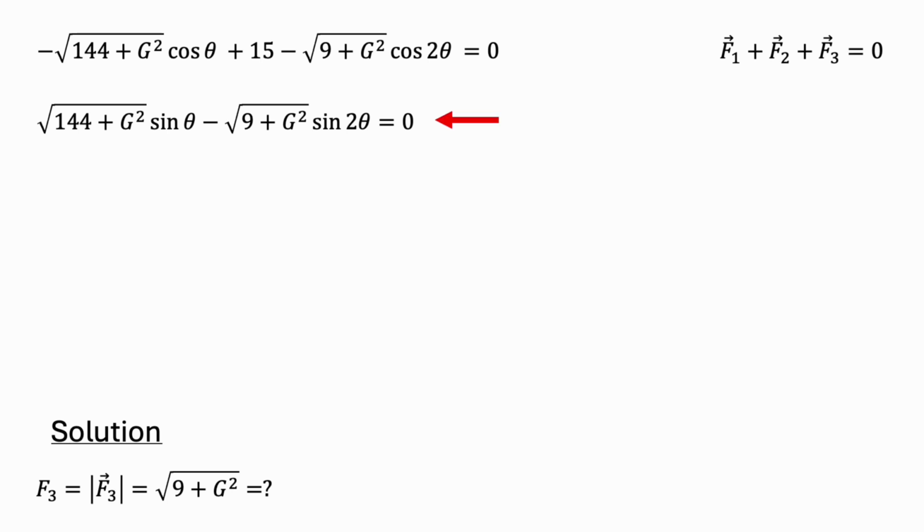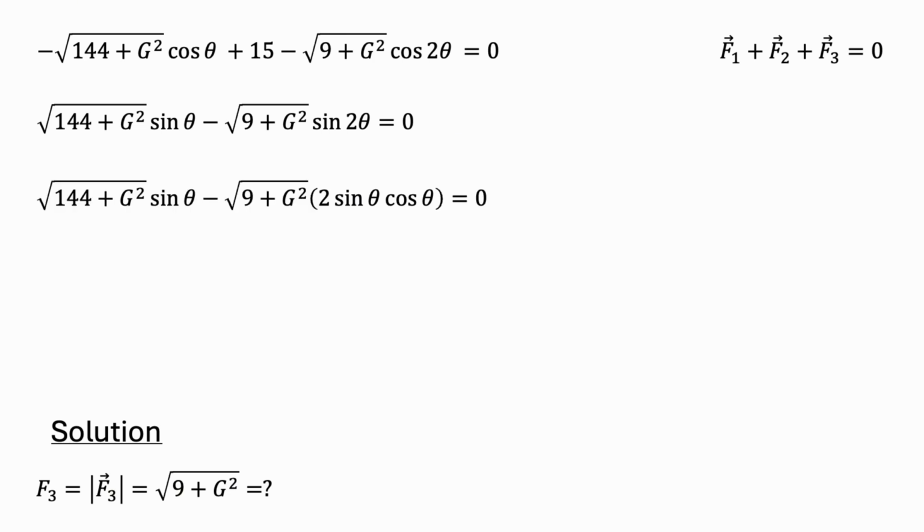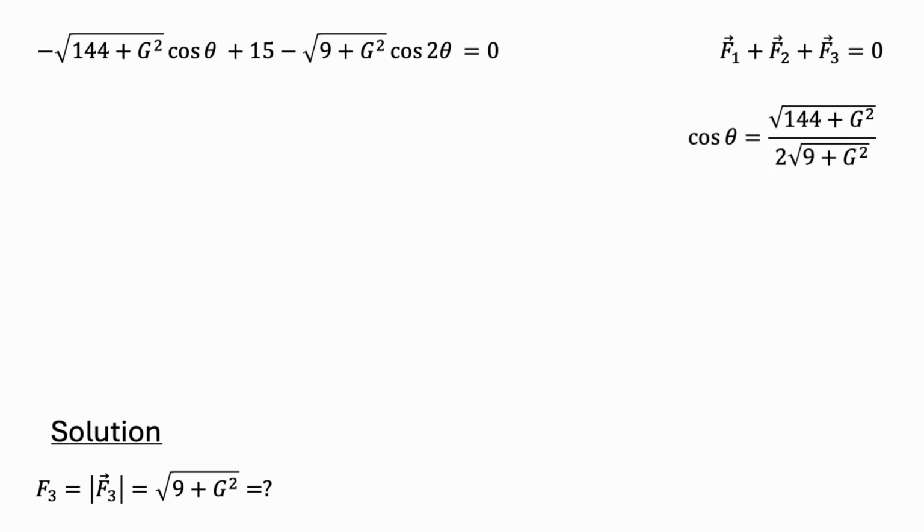In the second equation, we write sine 2 theta as 2 sine theta cosine theta. Sine theta cancels out, and after rearranging, we obtain cosine theta equals square root of 144 plus g squared over 2 times square root of 9 plus g squared. In the first equation, we write cosine 2 theta as 2 times cosine squared theta minus 1.